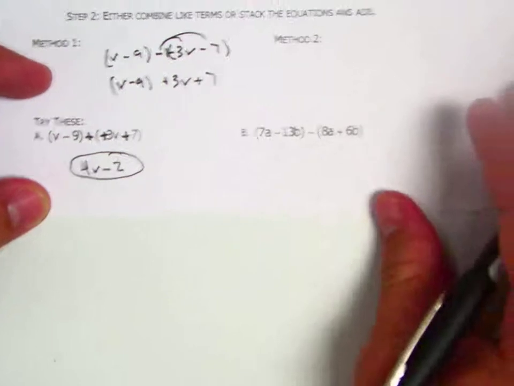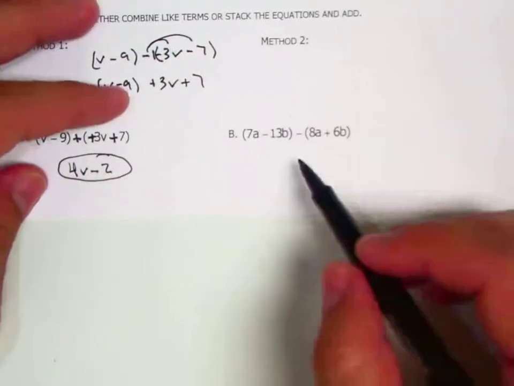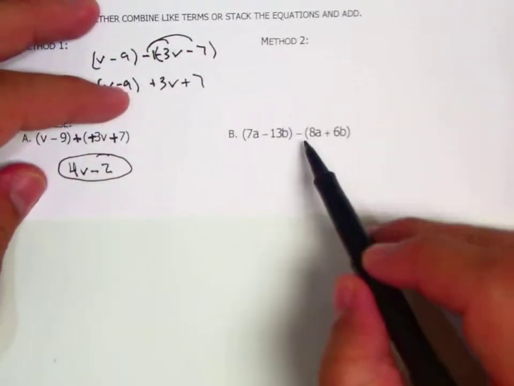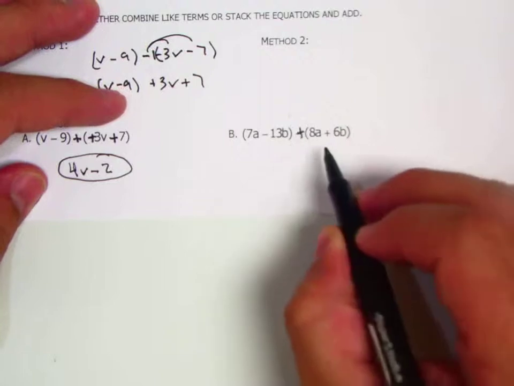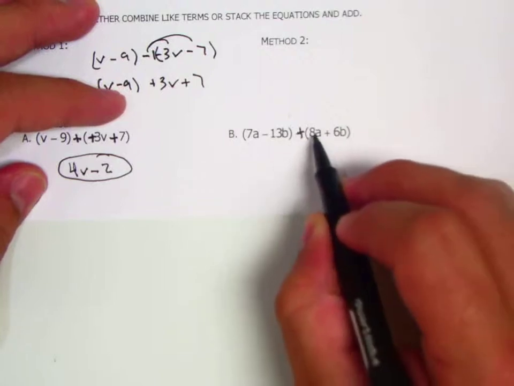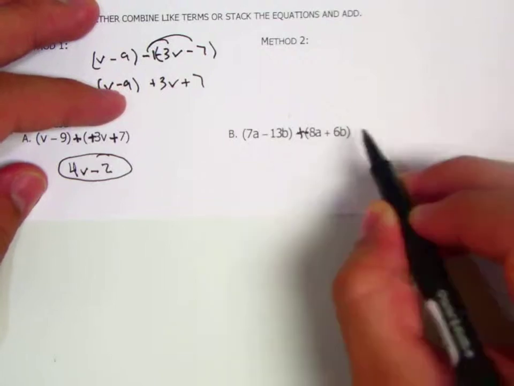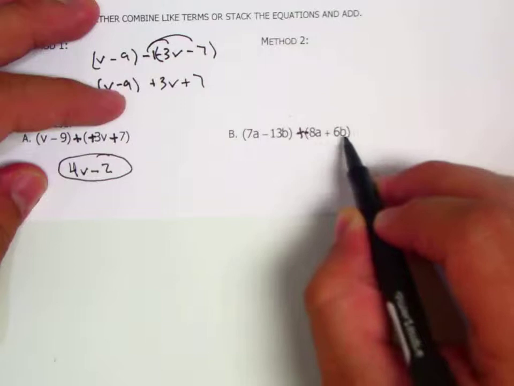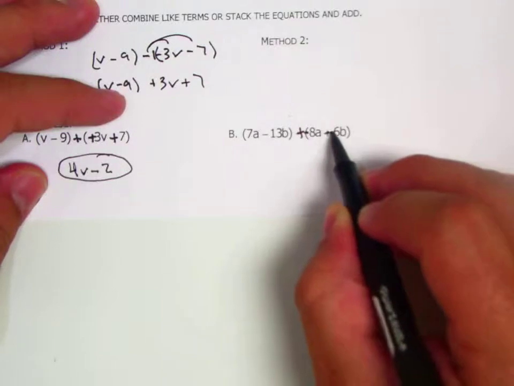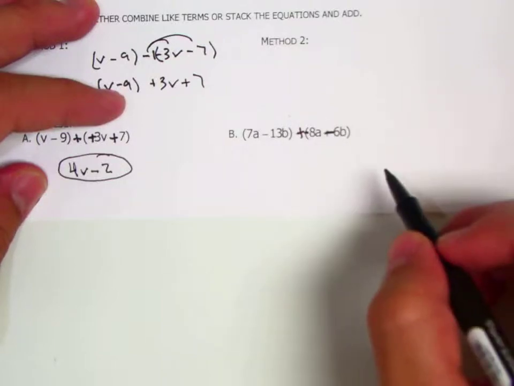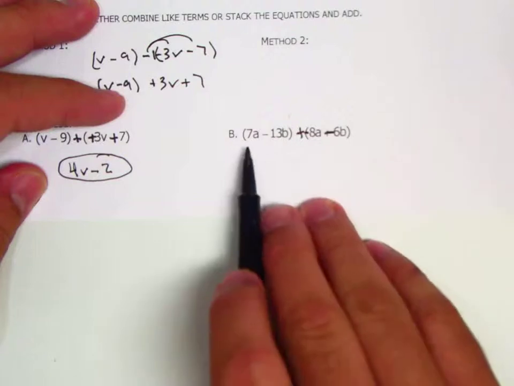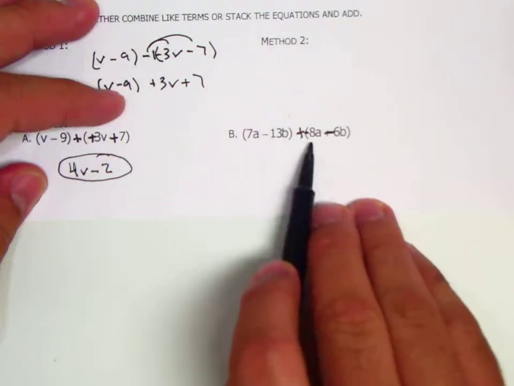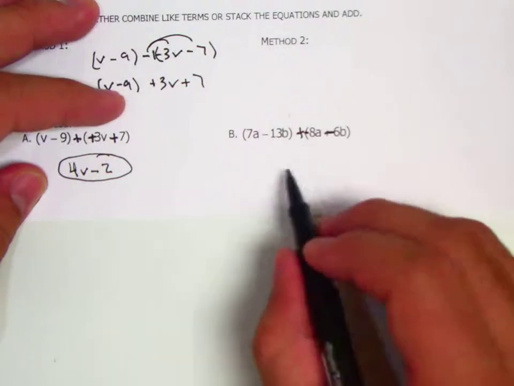Okay, so let's look at B. After we distribute this negative, again, the signs just change. That's it. This in here is a positive 8a, so it's going to become a negative 8a. This is a positive 6b, so it's going to become a negative 6b. So now I can just combine my terms. 7a and -8a is -1.